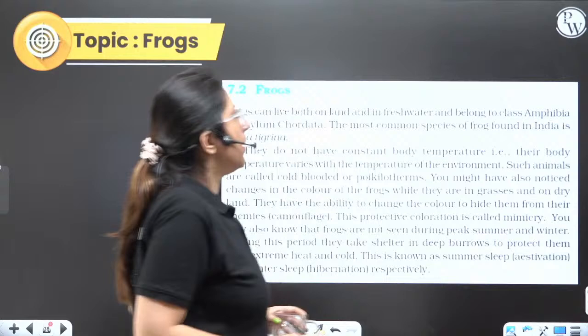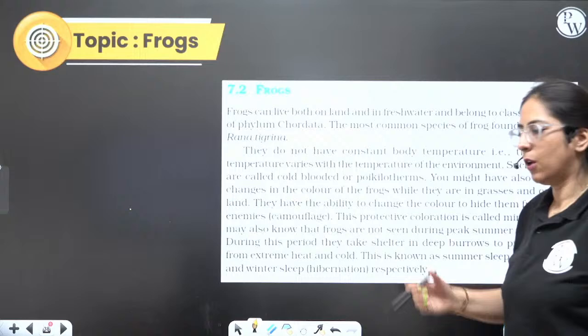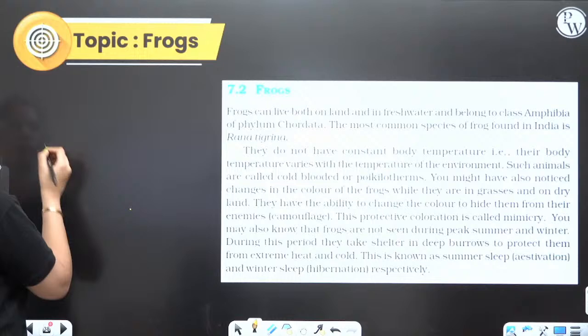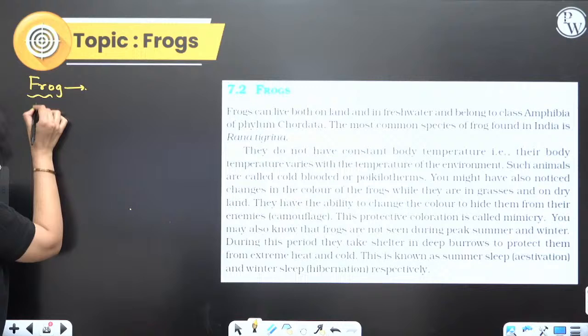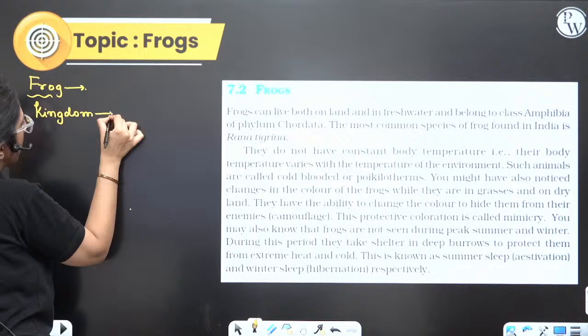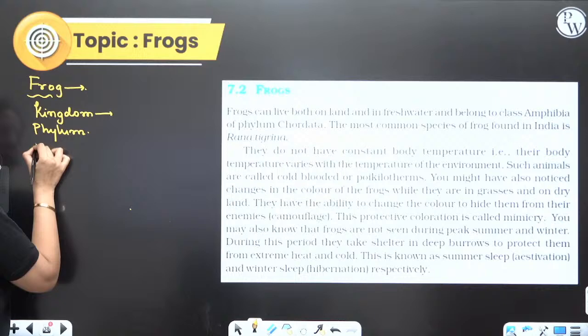Now, let's move on to the next part of this chapter, which is a frog. Okay. Frog. What is the kingdom? Kingdom, phylum, division, right?